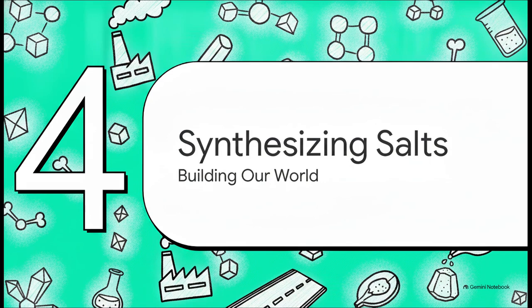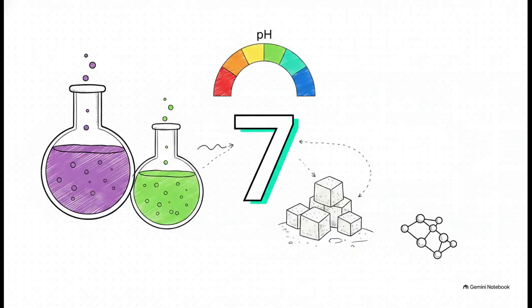All right, part 4, synthesizing everyday salts, building our world. So what happens after all that chaotic neutralization? Well, you get stability. The final, stable products of our chemical life cycle are incredibly powerful. And by the way, salts are so much more than just a seasoning we sprinkle on our French fries.